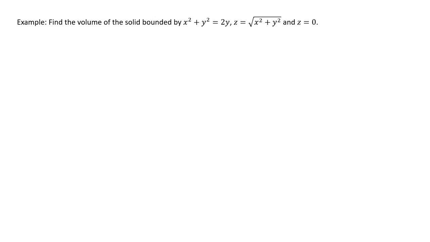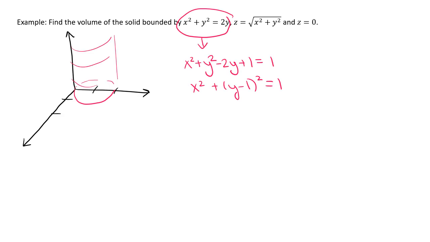Let's do another one. This time we'll actually solve our integral. Let's see if we can set up an integral to find the volume of the solid bounded by x squared plus y squared equals 2y, z equals the square root of x squared plus y squared, and z equals 0. So first thing I'm going to do, as always, is draw a picture. What is this solid that we're actually trying to find the volume of?